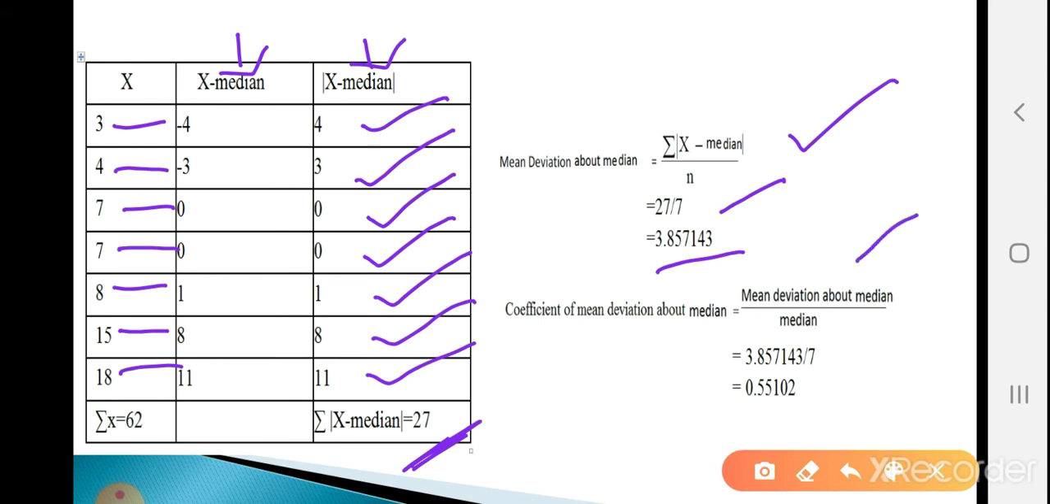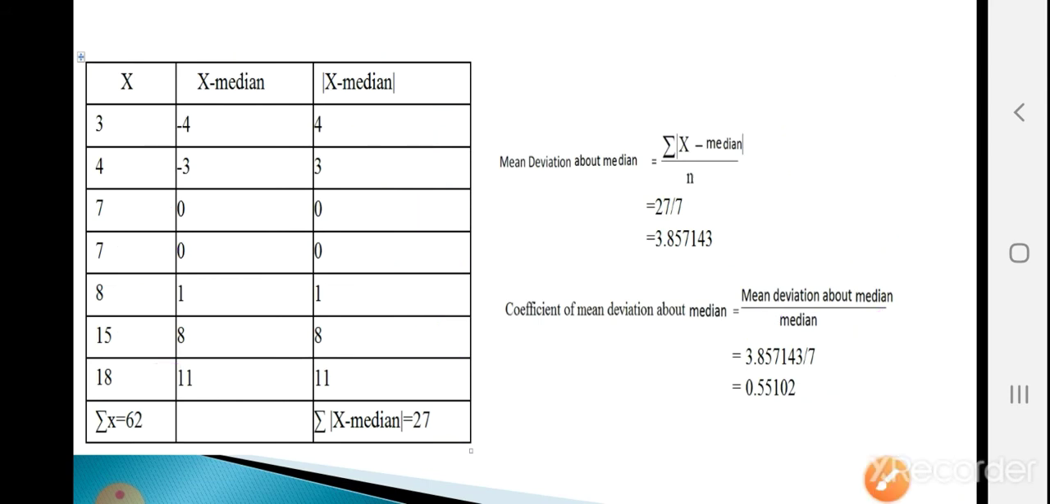Now the coefficient of mean deviation about median, that is the relative measure of mean deviation about median. The formula is mean deviation about median divided by median. So the mean deviation about median is 3.857143 and the median is 7. So the value is 0.55102. This is the mean deviation about median and the coefficient of mean deviation about median for ungrouped data.